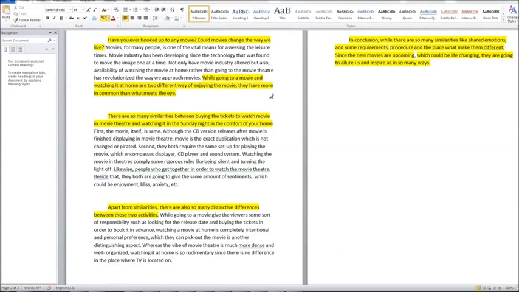But it's not wrong. It's actually answering the very first question we asked the reader, to really hook them and draw their attention. So our question was like, have you ever been hooked on any movie? Could movies change the way we live? Which could be life-changing, and they're going to allure us and inspire us in so many ways. So basically they can change our lives according to the writer of that essay.